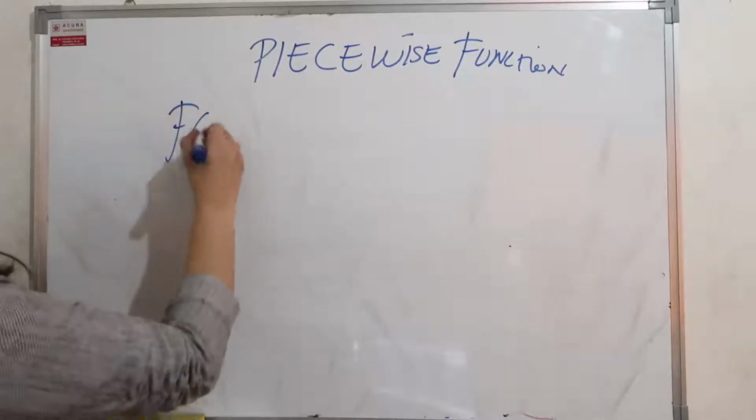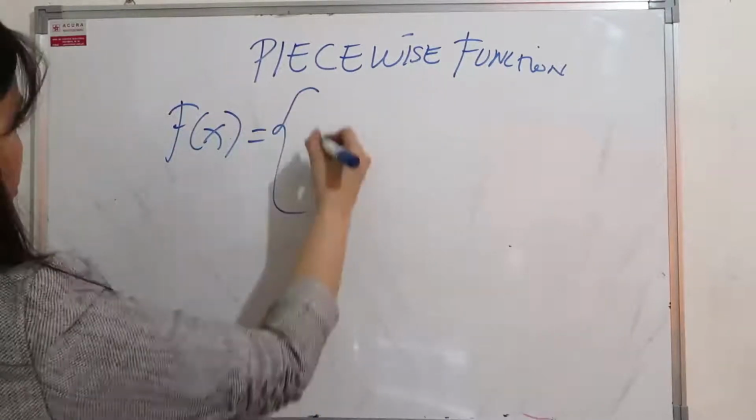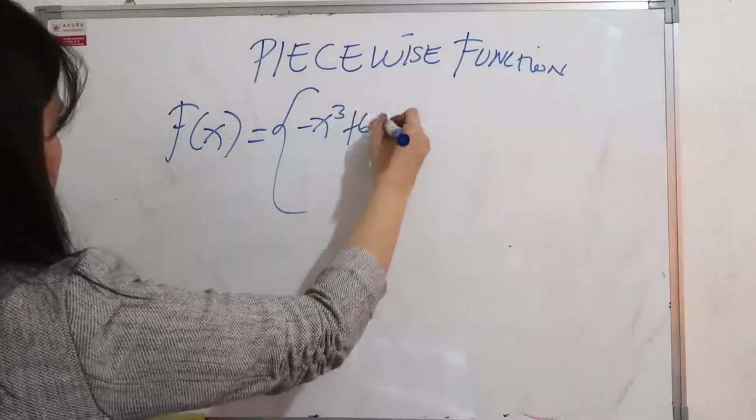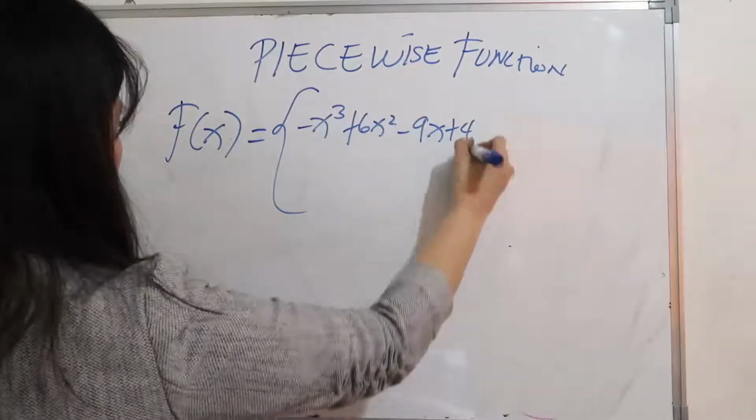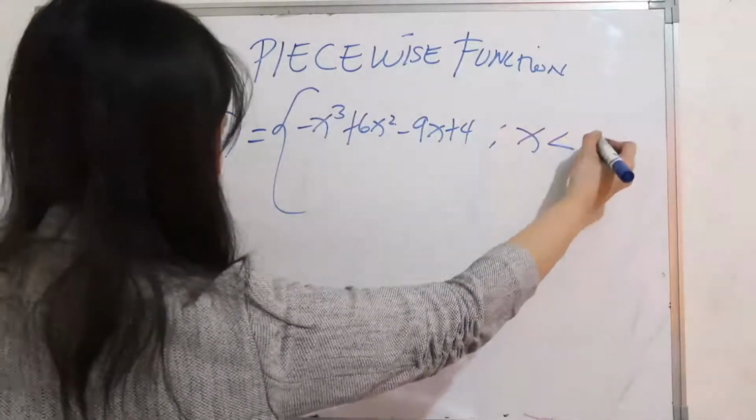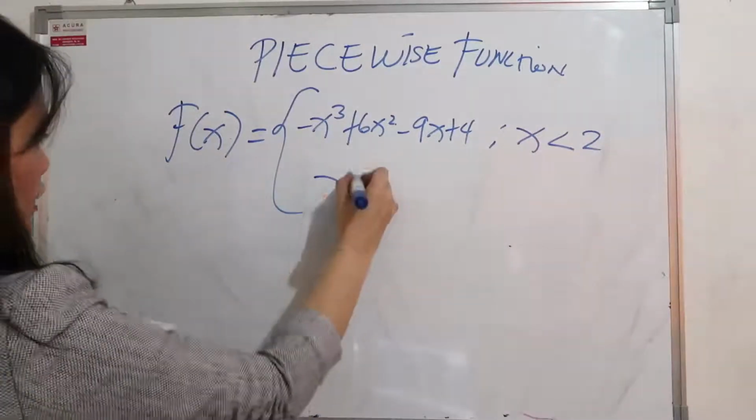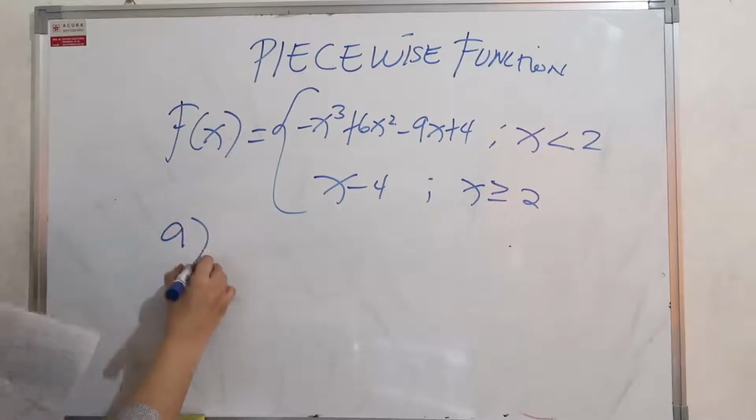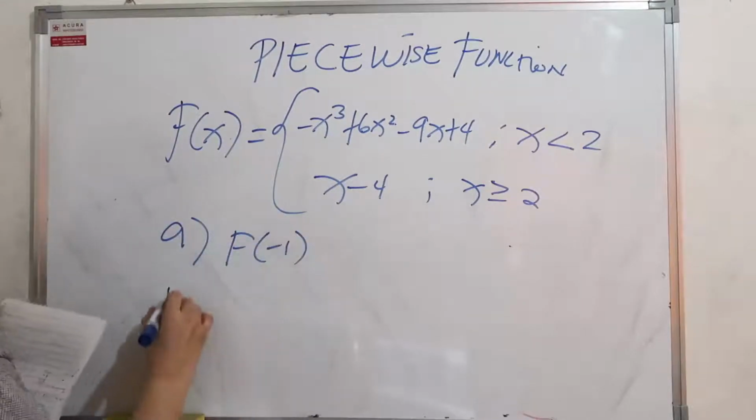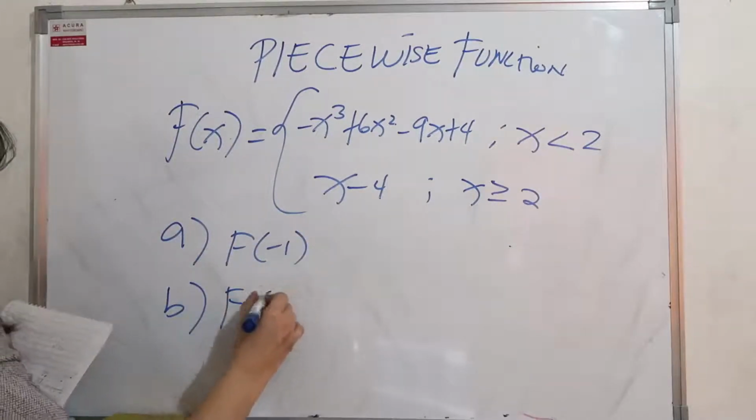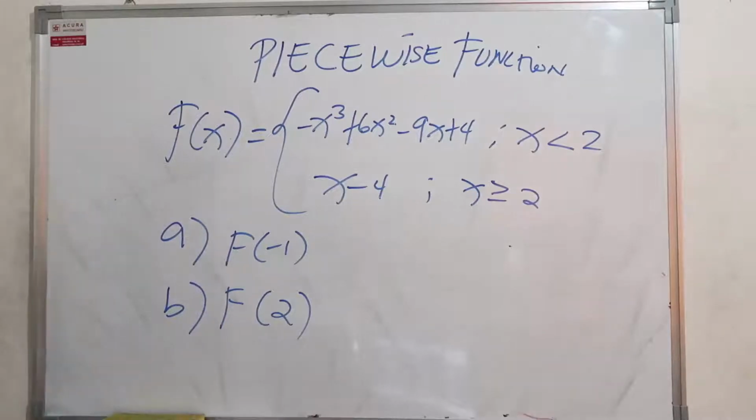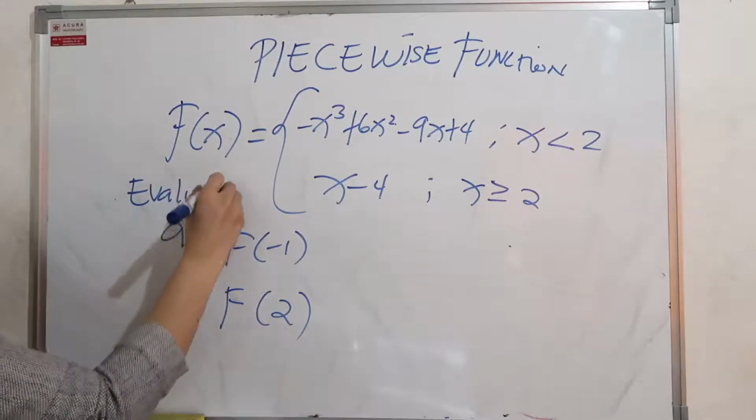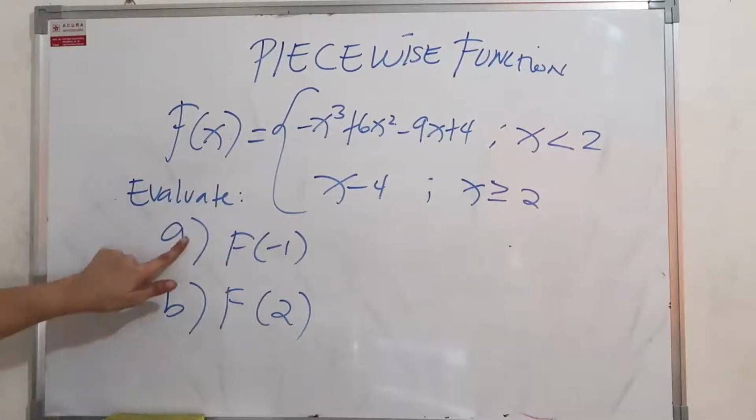So we have f of x equals negative x cubed plus 6x squared minus 9x plus 4. The condition is x must be less than 2. Next, x minus 4. The condition is x is greater than or equal to 2. So evaluate f of negative 1 and f of 2. Okay? So how do we evaluate? Letter A. Evaluate f of negative 1. How do we evaluate that?